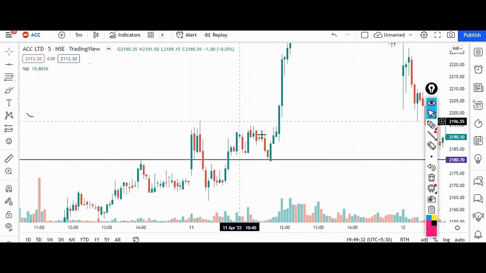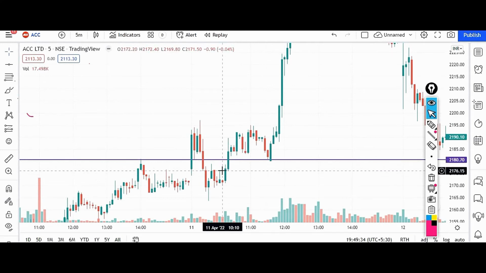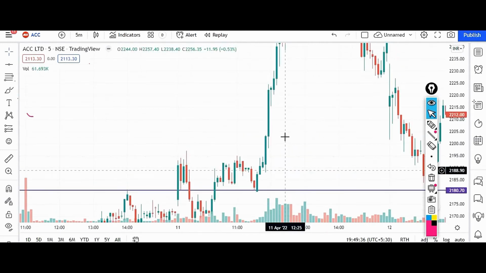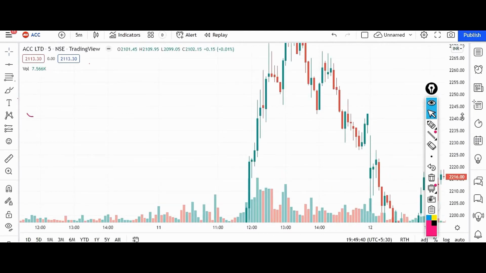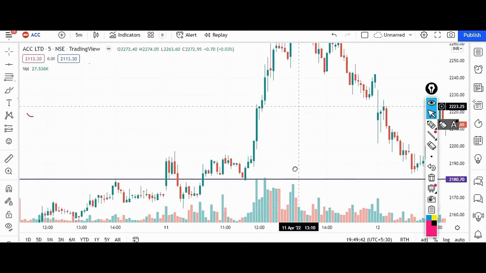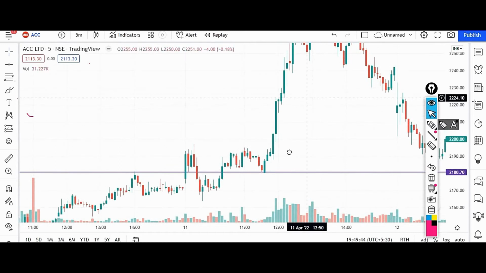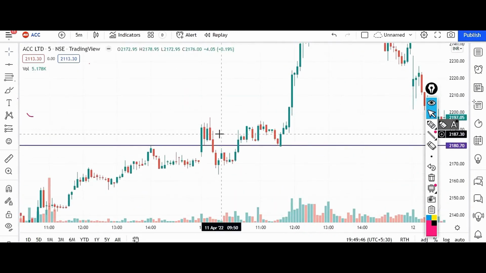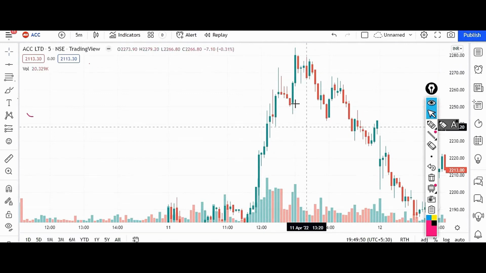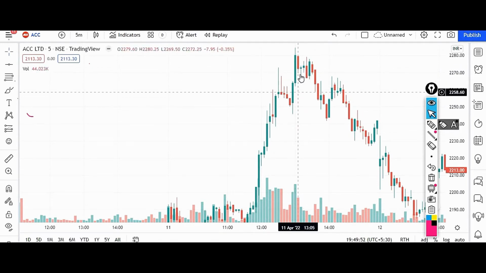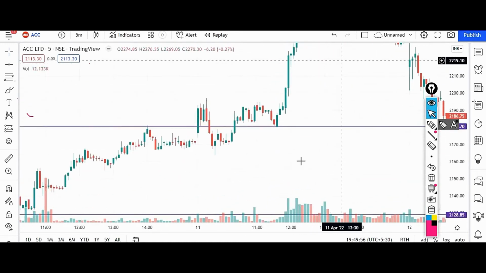If you entered here, it retested this level, your stop loss will be here. See the move, it's a rocket. If you kept on trailing your SL, you will be in a huge profit. Okay, two SLs and huge profit. You might exit your trade here or here if you kept on trailing SL. Okay, let's move to the next day.